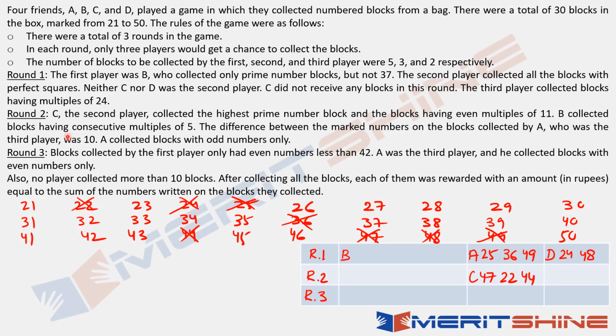B collected blocks having consecutive multiples of 5. And what else is written? The difference between the marked numbers on the blocks collected by A, who was the third player.